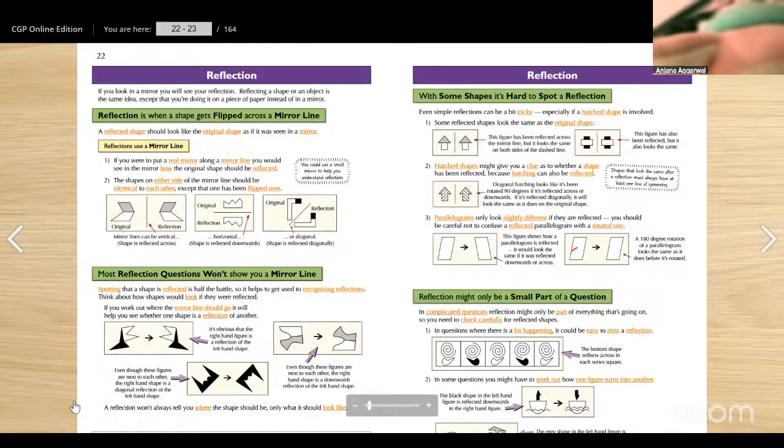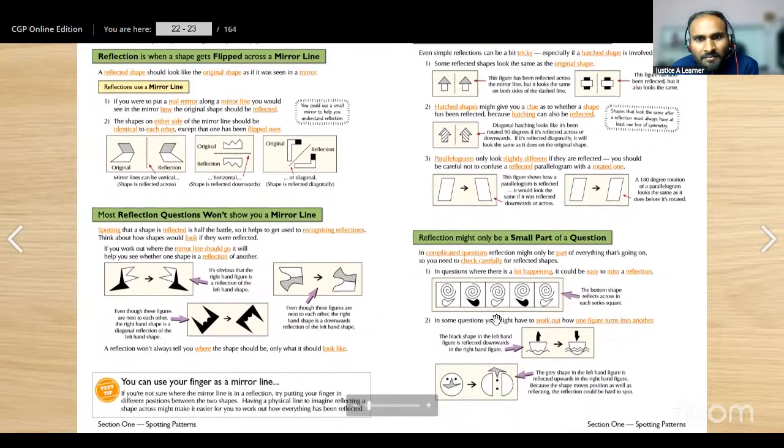I need to read now. The green part: reflections might only be a small part of the question. In a complicated question, reflection might only be part of everything that's going on. So you need to check carefully for a reflective shape. In questions where there is a lot happening, it could be easy to miss a reflection.